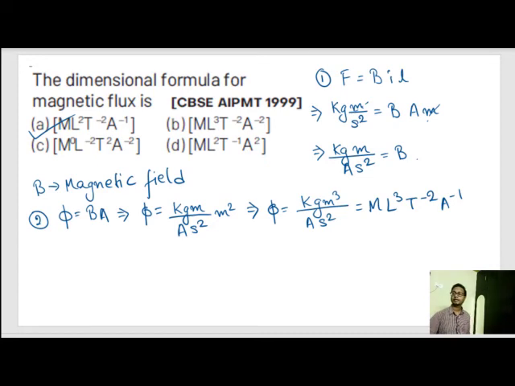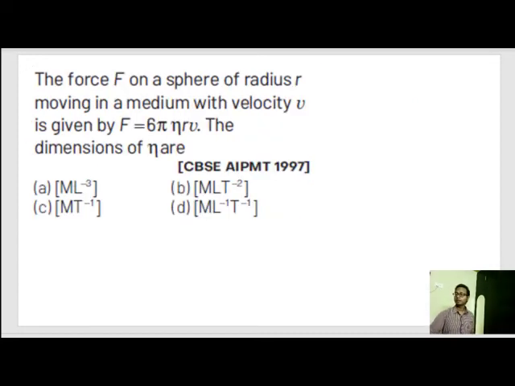Let's look at the next question. The force F on a sphere of radius r moving in a medium with velocity v is given by F = 6πηrv. What is the dimension of η? The formula is given, so you don't need to worry about it.